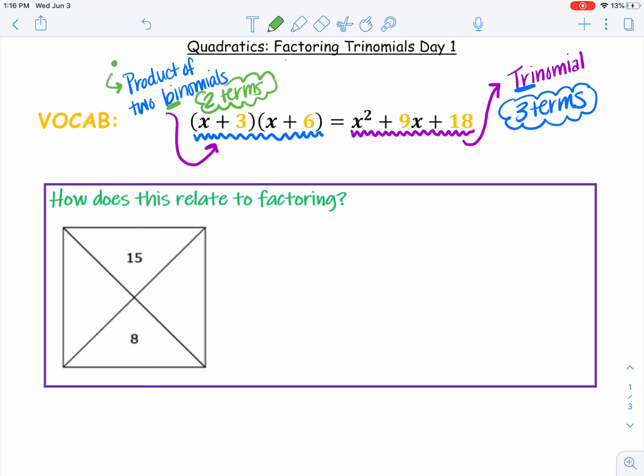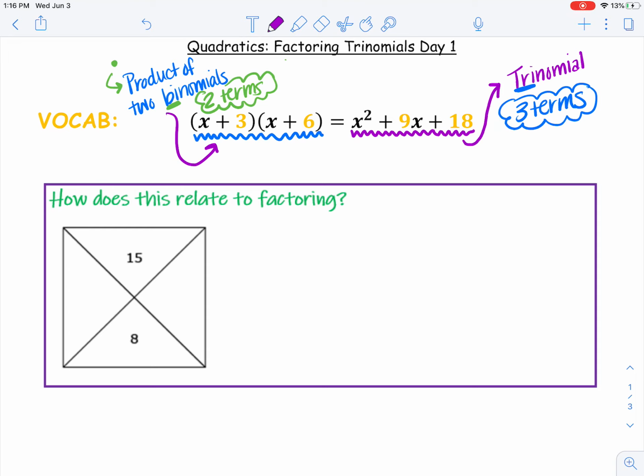Okay, so I'm going to give you the trinomial. You are going to work backwards and give me the product of two binomials. So what two binomials did you have to multiply together to get the trinomial that you're given? Okay, and we're going to take a minute and tie this all back to the number puzzles that I gave you as an opener.